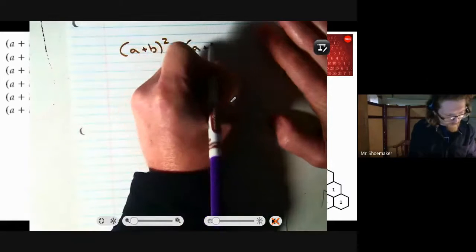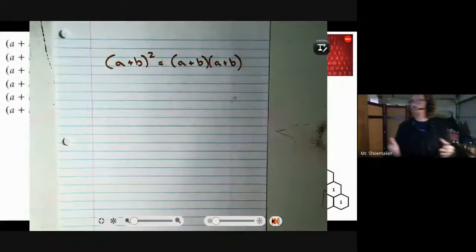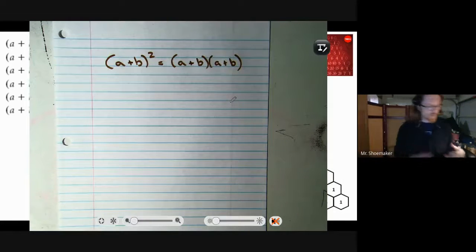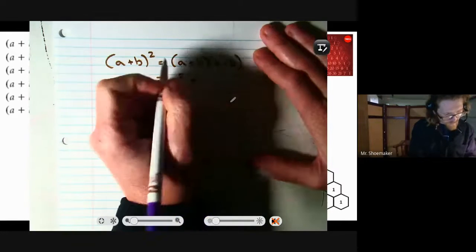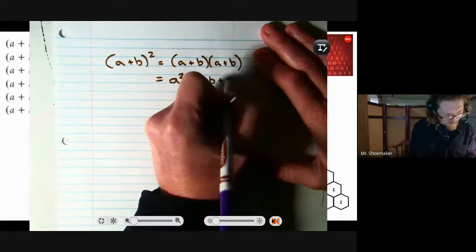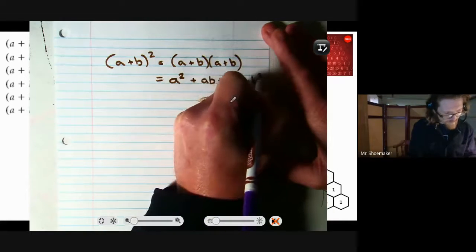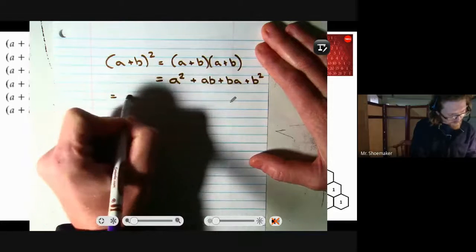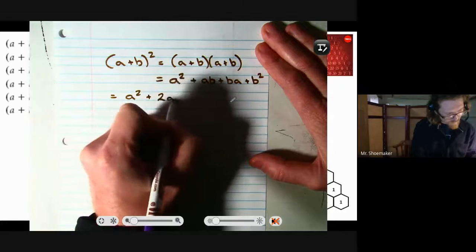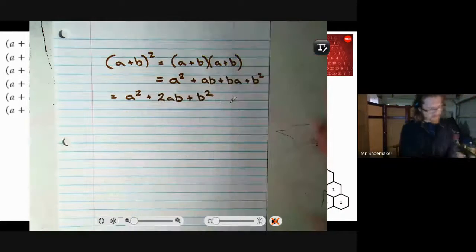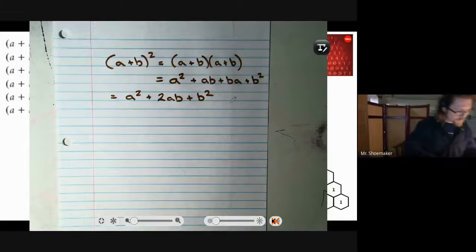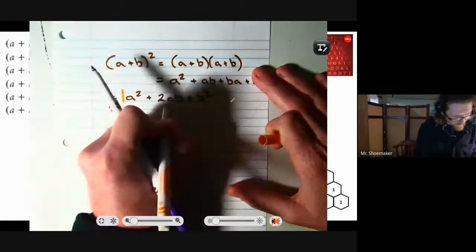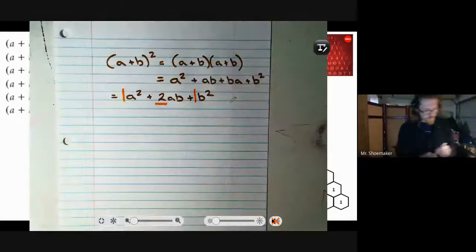We said, well, that represents (a plus b) times (a plus b). We know that when we multiply two binomials, we use this foiling process. And so if we expand this out, we would get a squared plus ab plus ba plus b squared. And then as we combine like terms, we would end up with a squared plus 2ab plus b squared. And what I wanted to do was just draw that relationship between these coefficients, 1a squared, 2ab, and 1b squared.